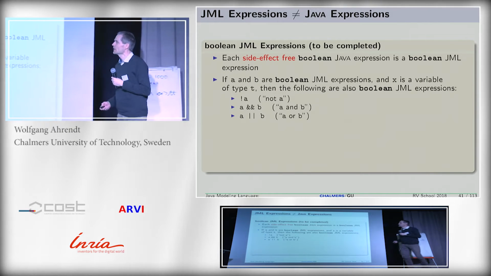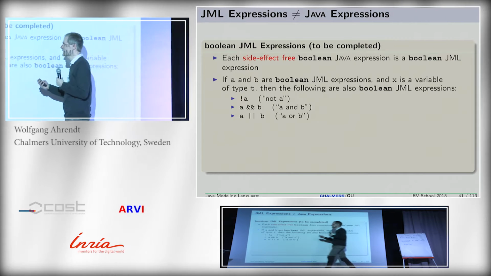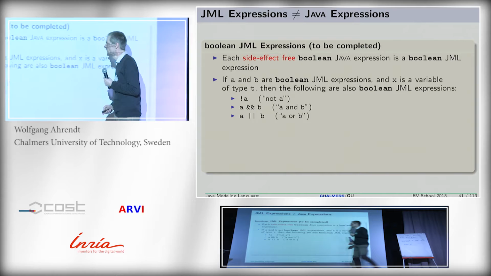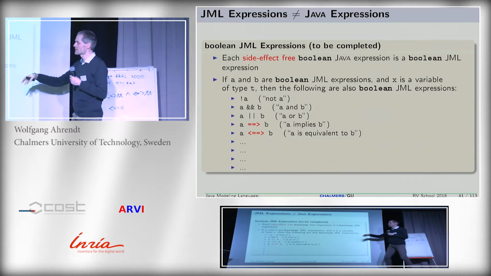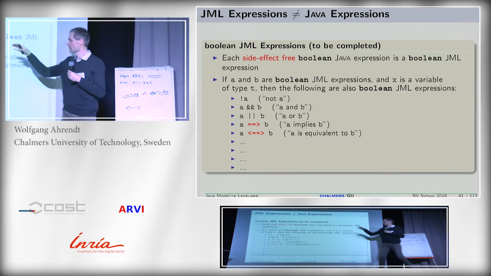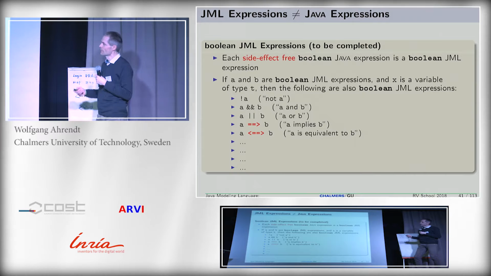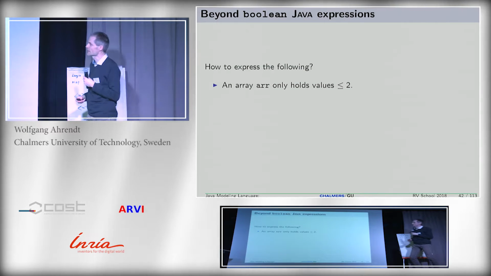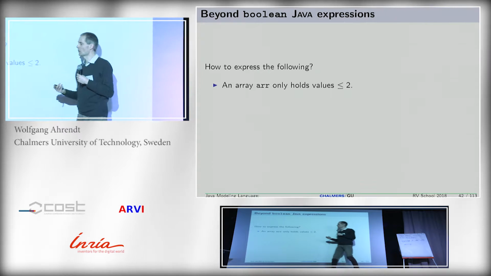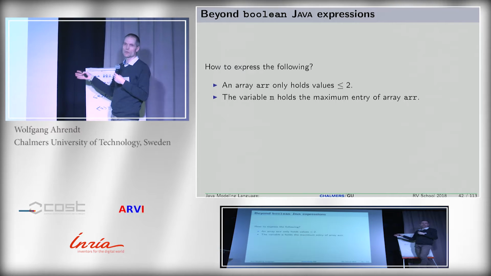Good. So far you have only seen Java booleans in JML expressions: not, and, or. There are others like implication and equivalence. You can express them, you can compile them away, but it's quite nice to have those. But this is not enough. For instance, how would I express that an array only holds values smaller than 2? Or that a variable m holds the maximum entry of an array?